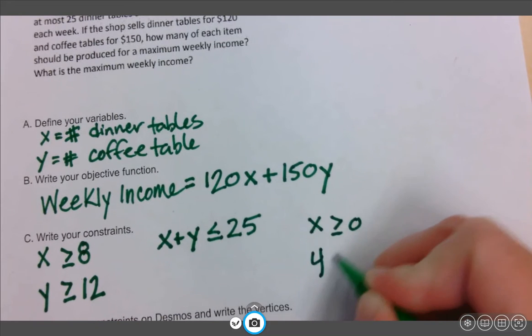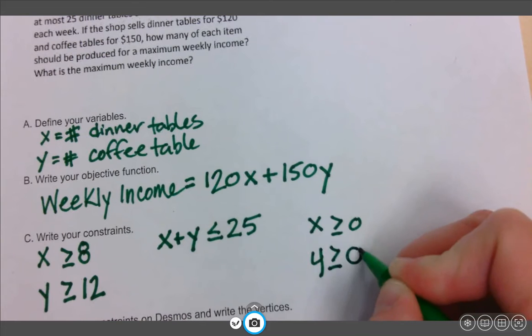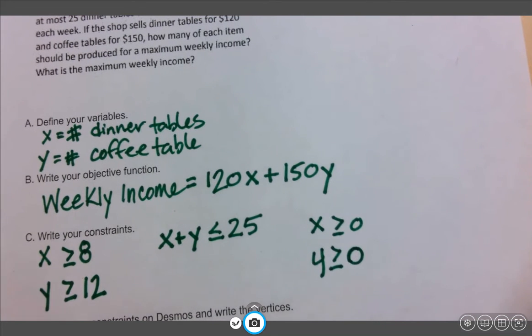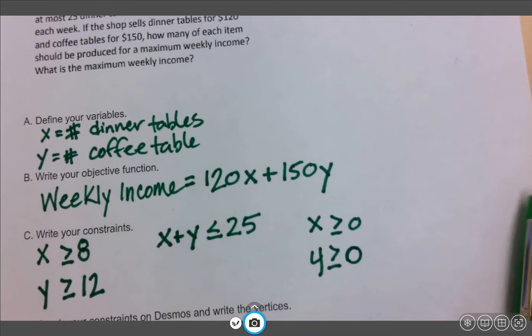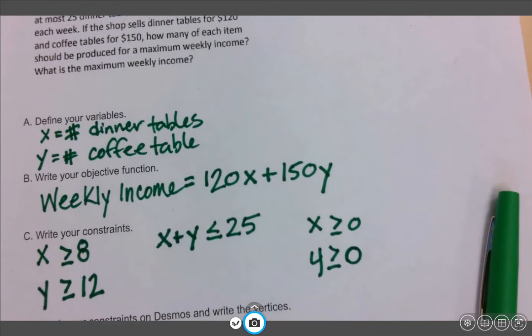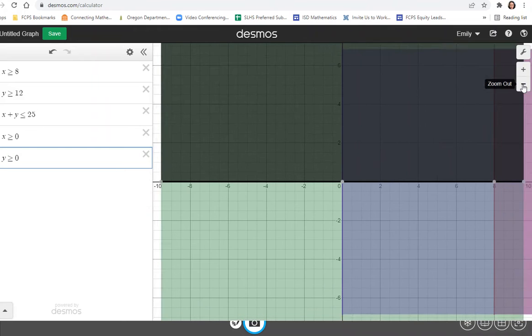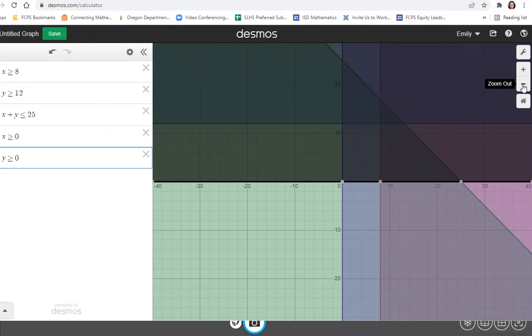All right, so I want everybody to take a minute and graph this on Desmos. It is possible to use your phone, but I would prefer that you use your computer to graph this on Desmos. All right, so this is what my graph looks like, and I'm going to zoom out so I can see some lines.